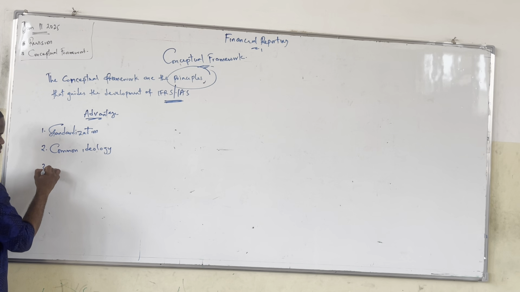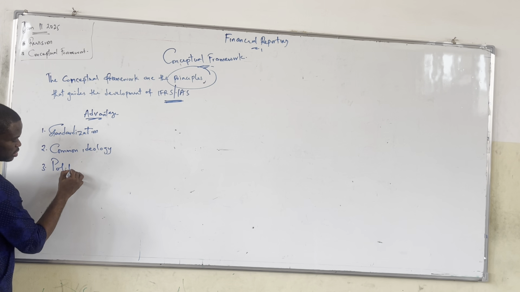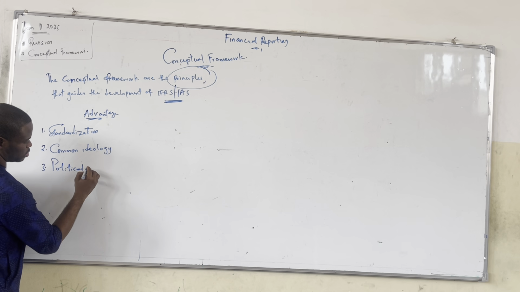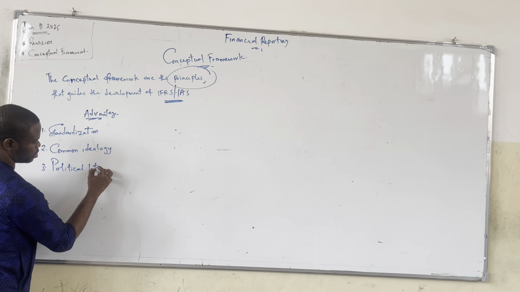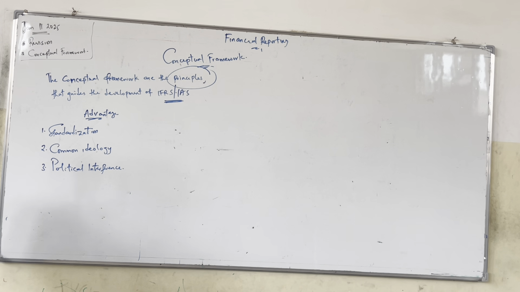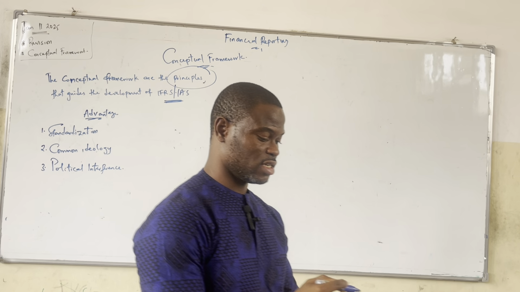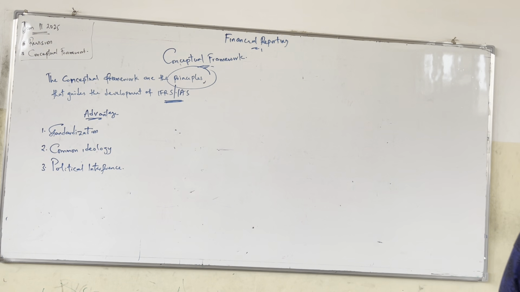Number three, let's call that political interference. What do I mean by this? It means that in developing standards on any transactions or events, there won't be political interference.